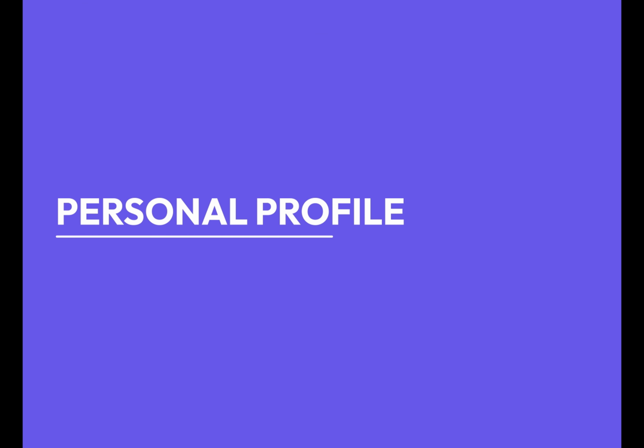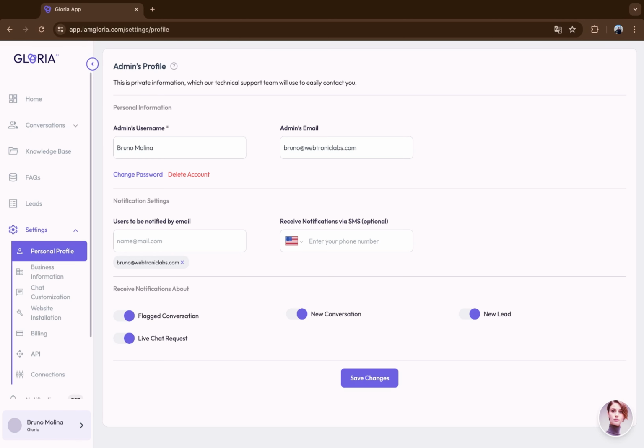Personal profile. This is where you put information about the admin of Gloria, which our team will use to contact you easily. You can change your name, email, and password, or even delete your account. You can modify your notifications and choose the users you want to be notified via email or SMS. If you want to receive all notifications, you can choose between flagged conversation, live chat request, new conversation, or new lead. We strongly recommend you leave all activated.